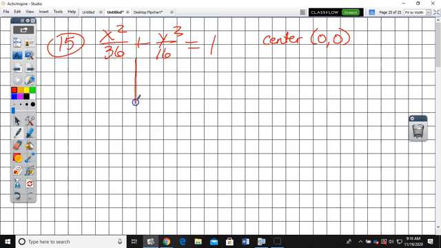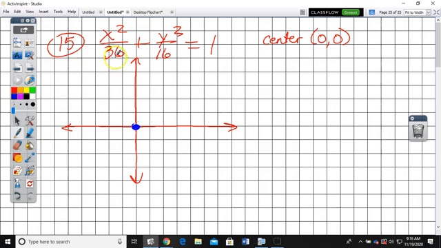So we're going to draw our coordinate plane, and we are going to label the center, what? 0, 0. And then now we use our a squared and our b squared. It really doesn't matter which one's which in this instance, because if it's under the x, that's telling me how far to go left and right. If it's under the y, it's telling me how far to go up and down.